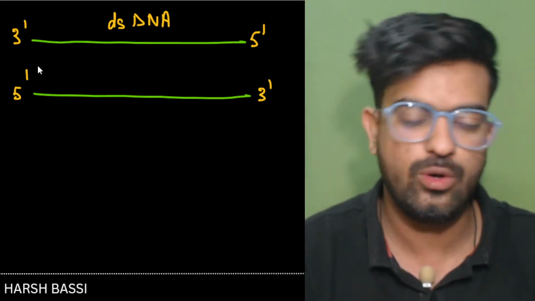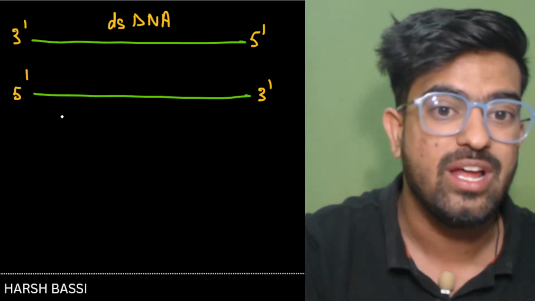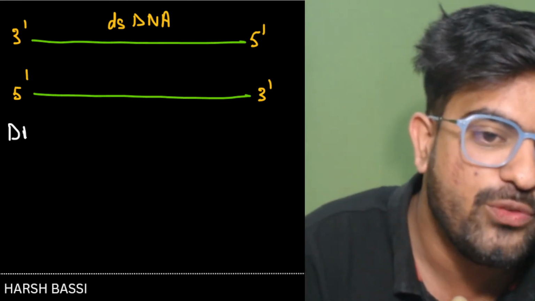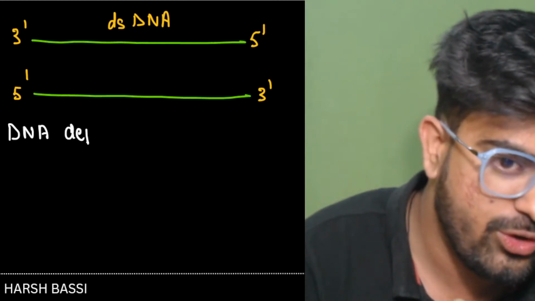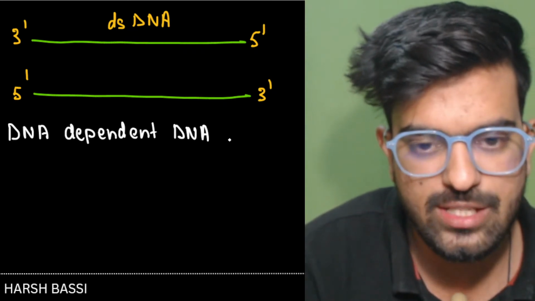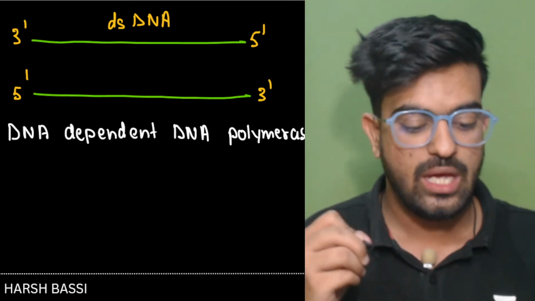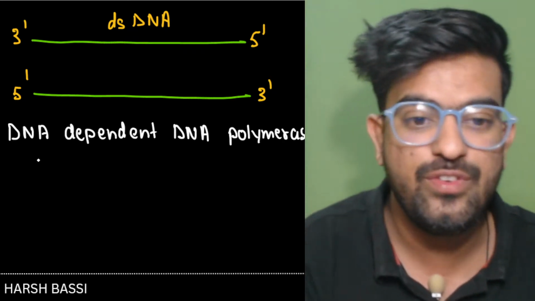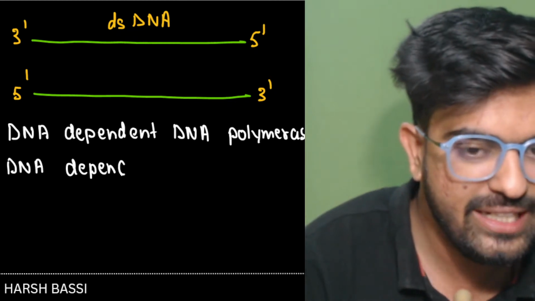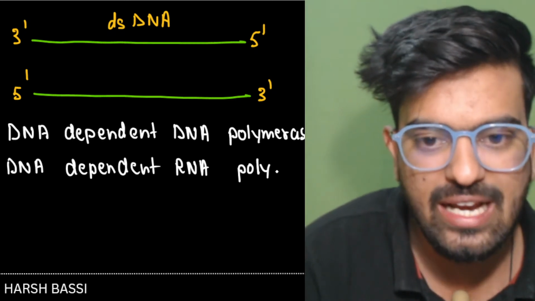Okay. So the enzymes which we are going to use will be of this particular process. You remember in DNA formation, we were using DNA dependent DNA polymerase. But in this case, we are going to use some other enzyme, which is DNA dependent RNA polymerase.